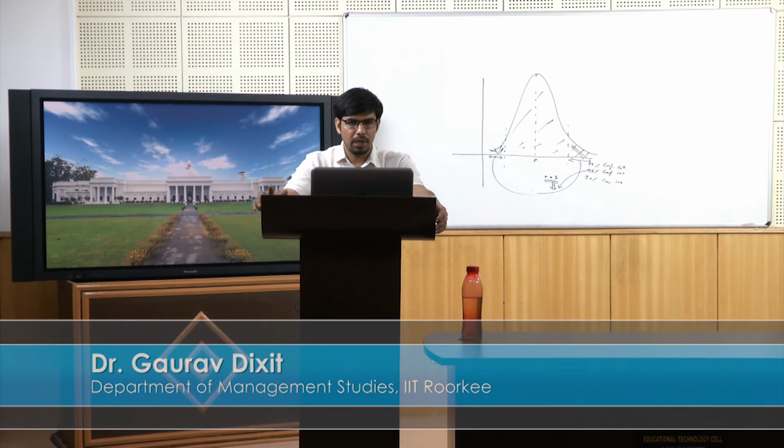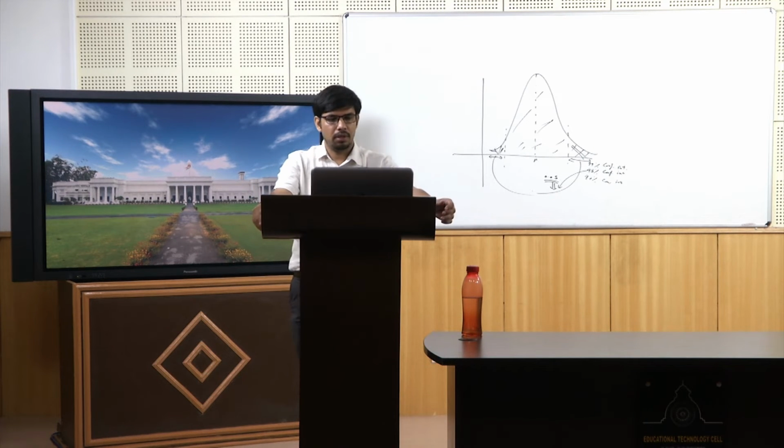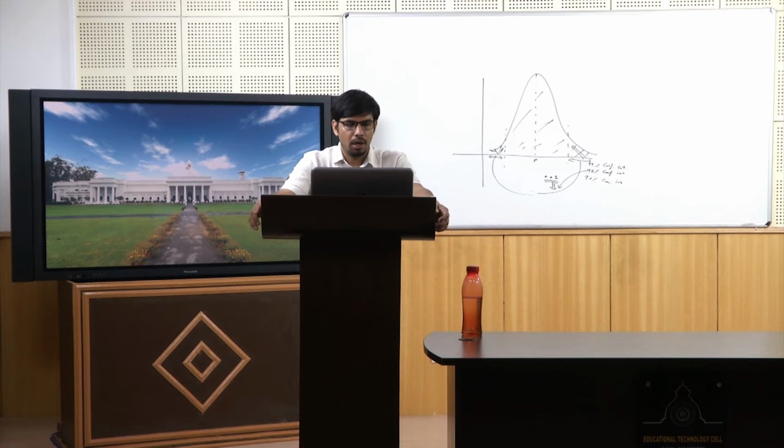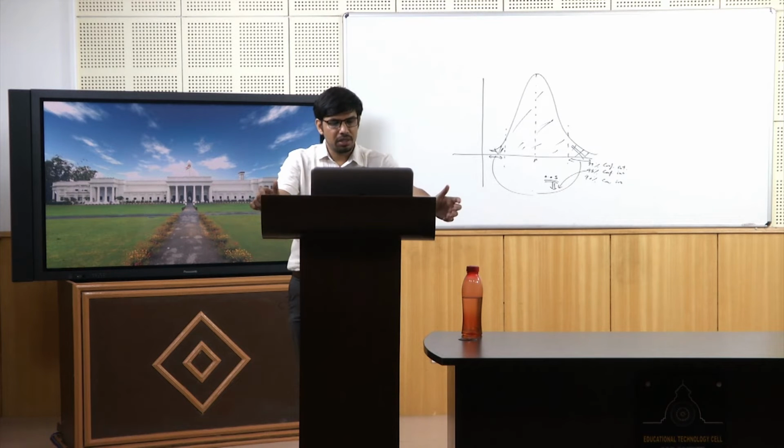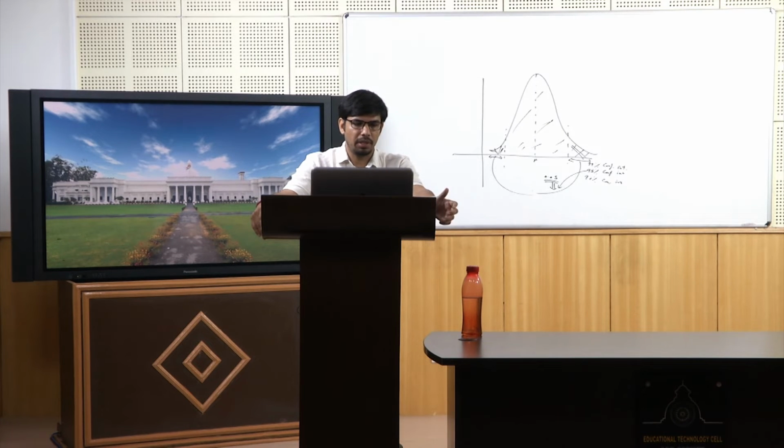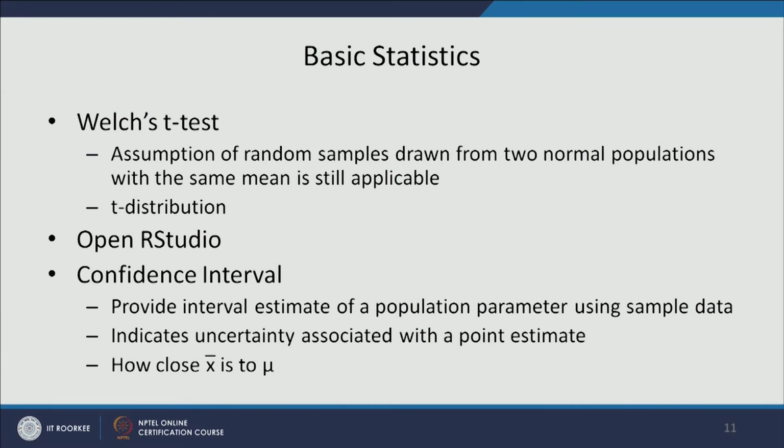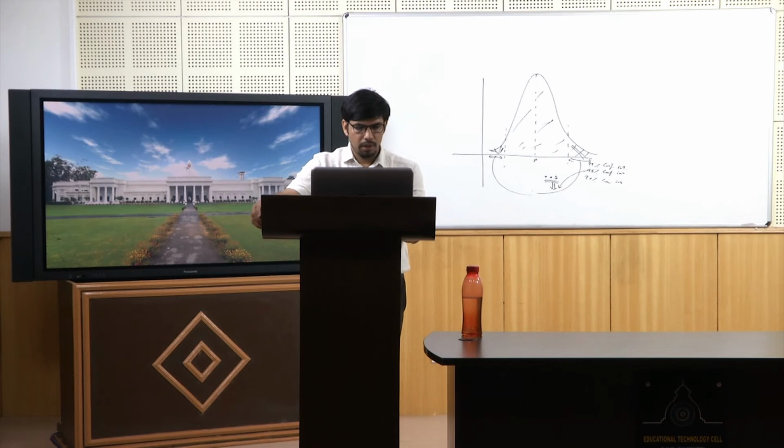Now, another assumption that was applicable in Student's t-test, that random samples would be drawn from a normally distributed population, is still applicable. Again, the Welch t statistic also follows the t distribution, which as we discussed is very similar to the normal distribution and becomes almost normal when the degrees of freedom reach 30 or more. So, let us do a small example for the Welch t-test.